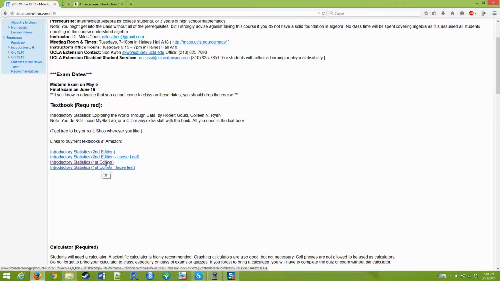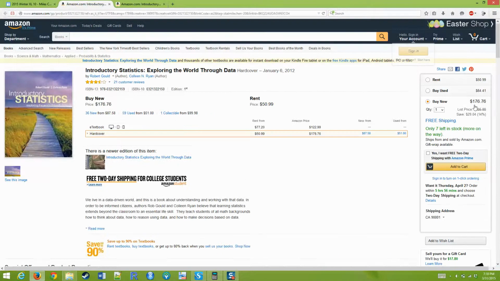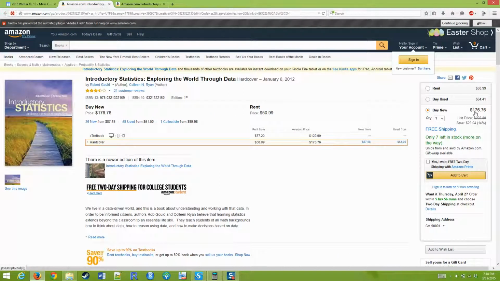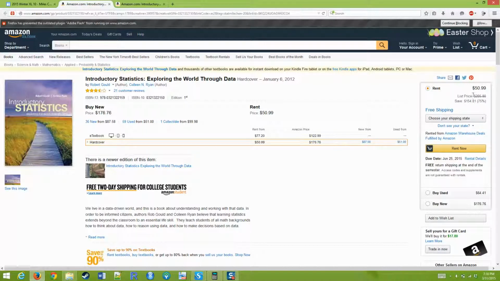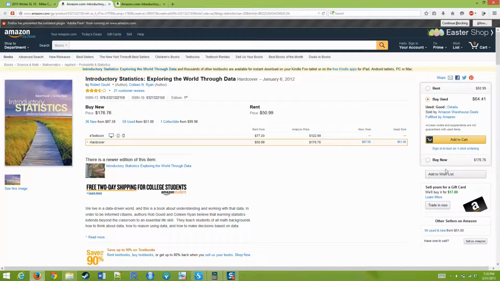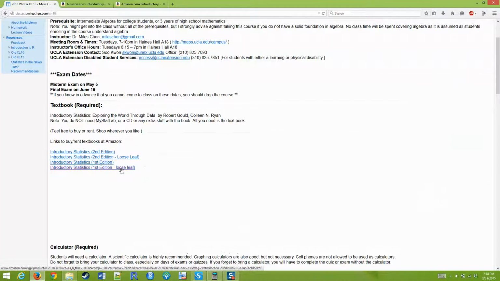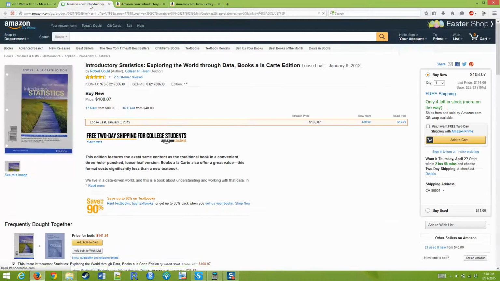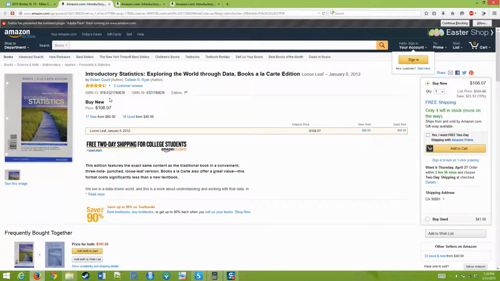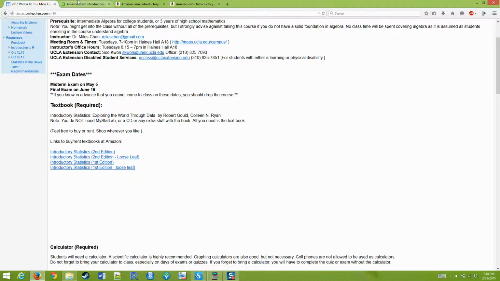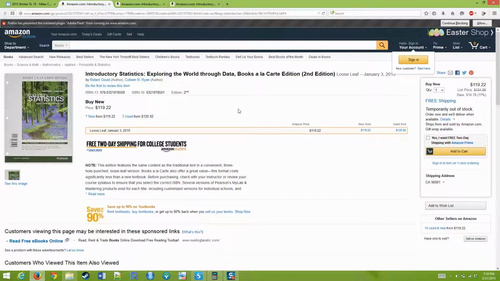The first edition, you might be able to find a lot cheaper. You can get it new for the discounted, much lower rate of $176. But you can also rent it. And you can also buy it used at a probably more reasonable rate. There's also loose leaf editions, okay? And the loose leaf editions come printed on like binder paper, and you stick it in a three-ring notebook, and it's considerably cheaper. The only, I would say the biggest drawback with the loose leaf edition is that the resale value is total junk, okay?